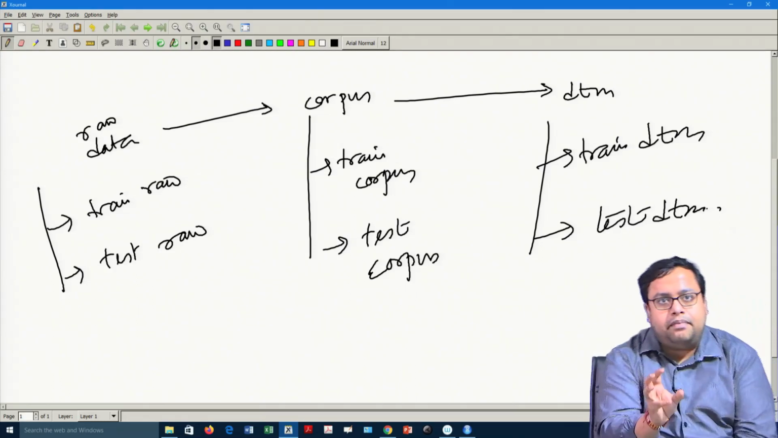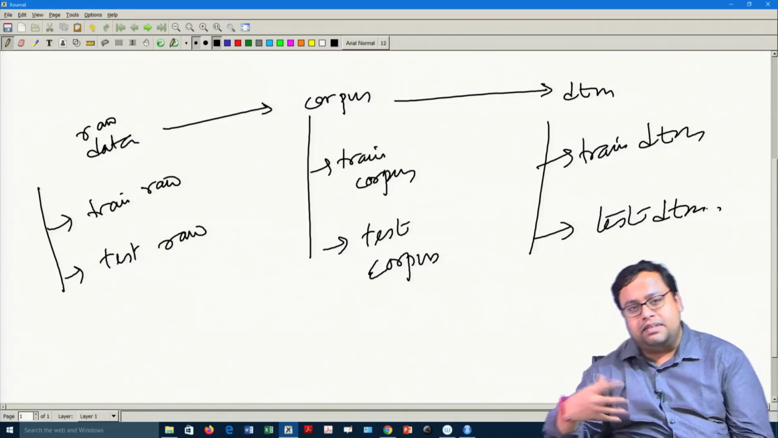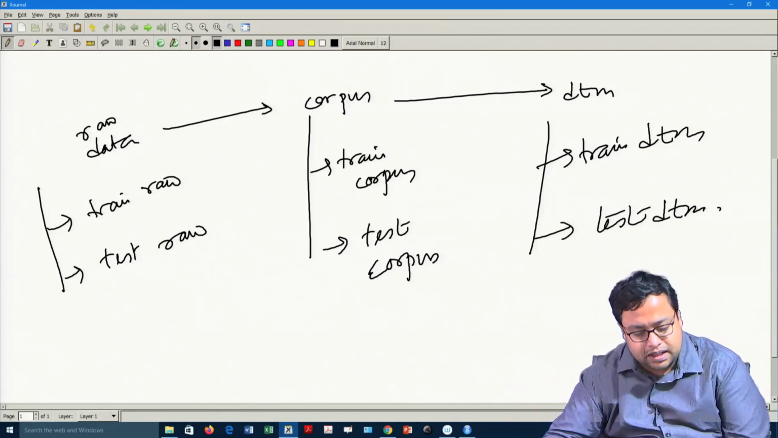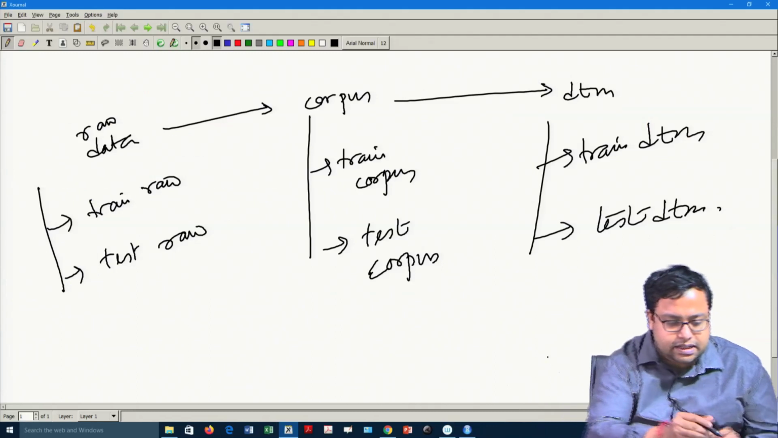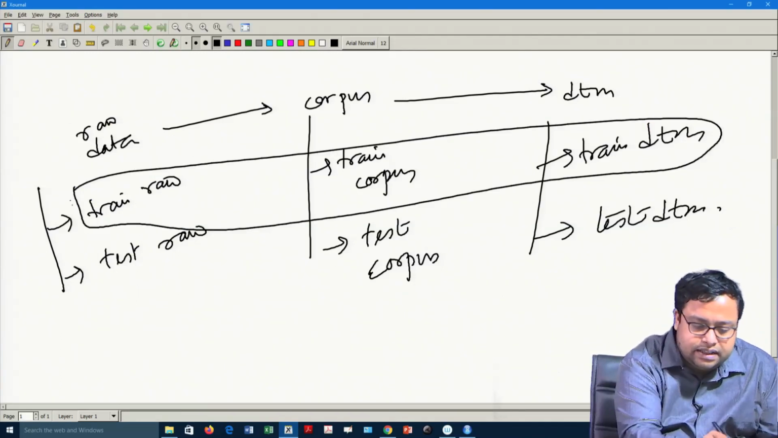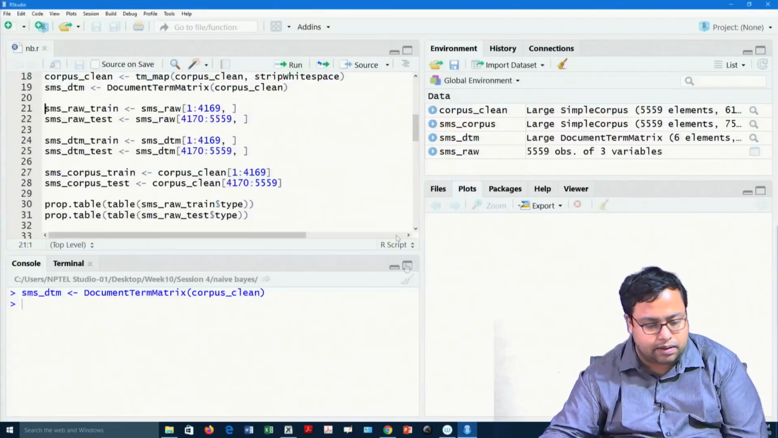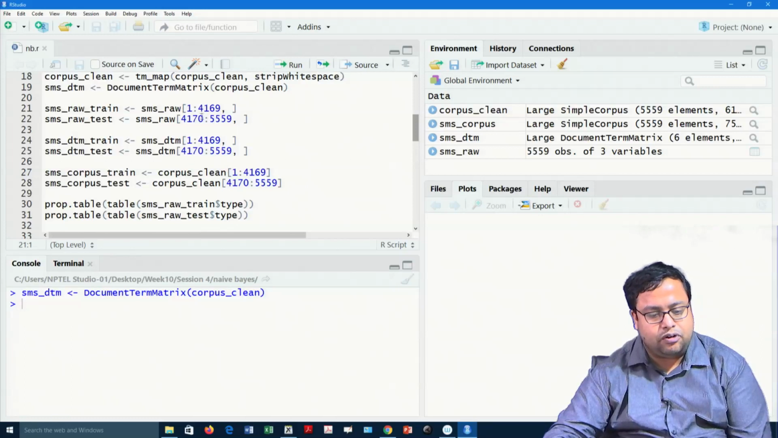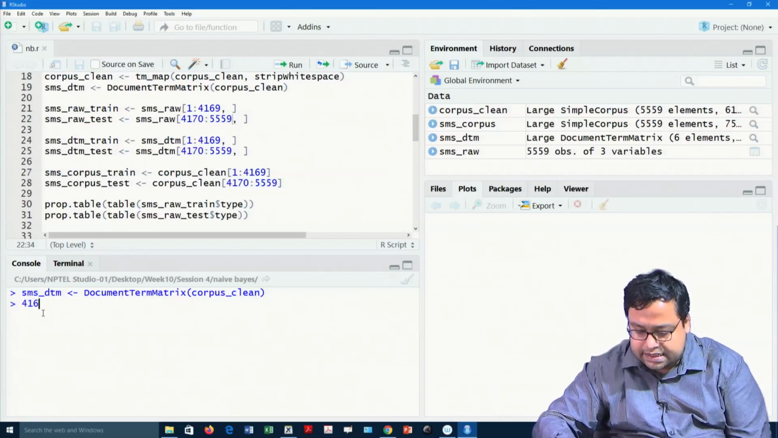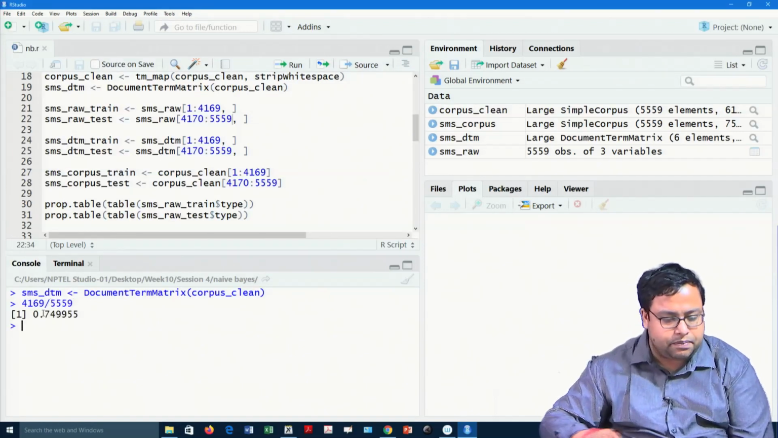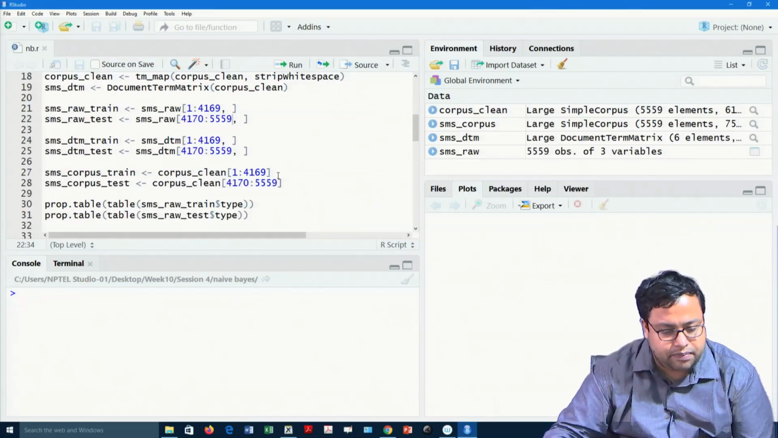Why? Because the raw one will be used to create a word cloud, the corpus might be used to create something else, and the DTM might be used to create something else. So, there is a certain purpose, but there should be matching, so that these 3 are related to each other. I am using the same row numbers, 1 to 4169 and 4170 to 5559. If I do 4169 divided by 5559, around 75% goes to my train and 25% goes to my test. So, I am breaking this thing.